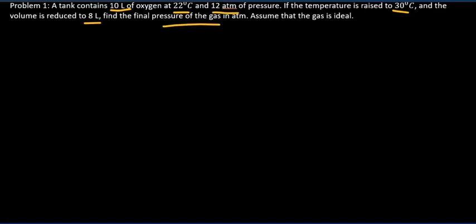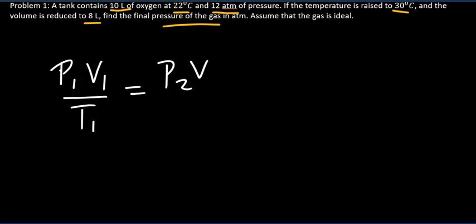Since all the variables are changing, meaning the pressure is changing, the volume is changing, and the temperature is changing, we shall use the third special case, meaning P1 V1 over T1 equals P2 V2 over T2. So in state 1, we know that the pressure is 12 atm, so that is 12. We can simply use atm.